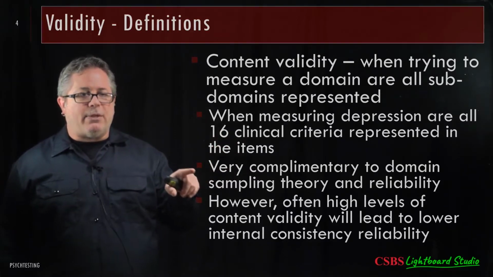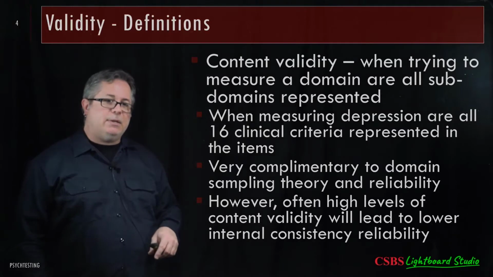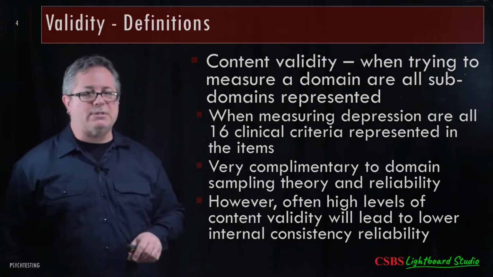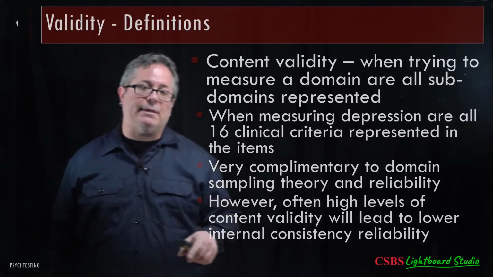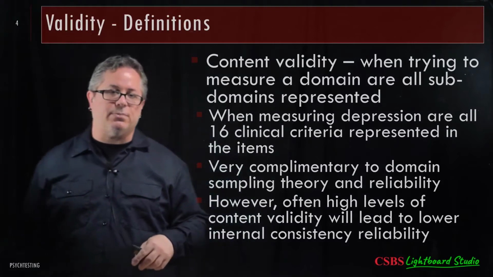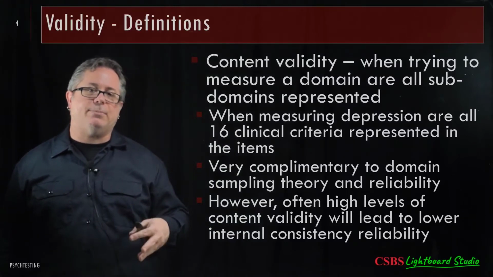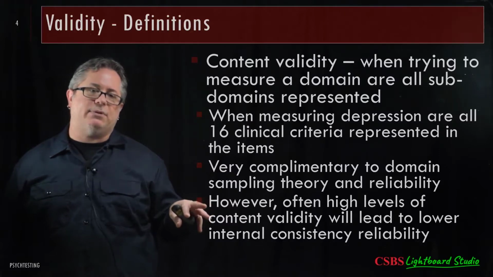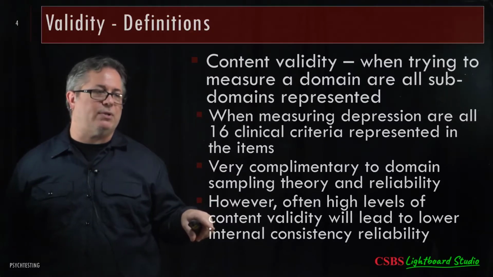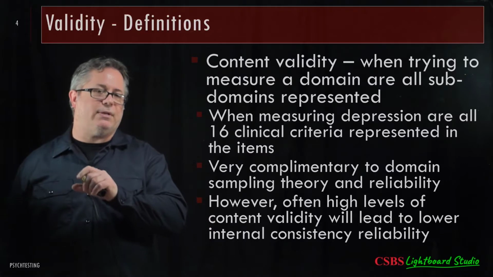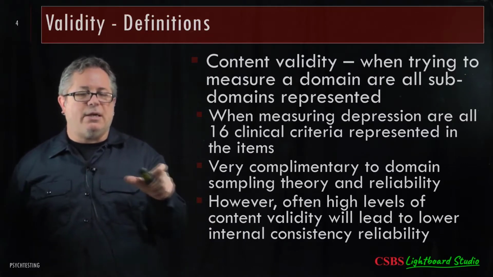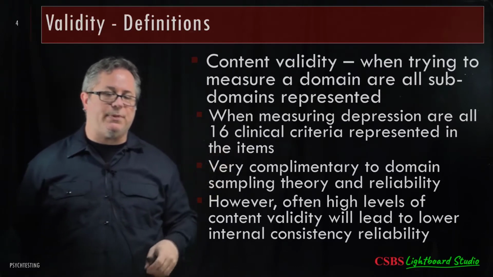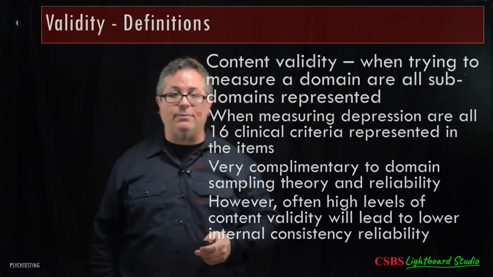It's very complementary to domain sampling theory and reliability. However, often high levels of content validity will lead to lower internal consistency reliability. We talked a little bit about that in the previous lecture, where the more complex a scale is, more subscales, more types of content covered, the less likely the items are actually going to be internally consistent, because they're really reflecting different pockets of items. Within each pocket, you may have high internal reliability, but across all the items, it can make it hard to find them to be internally consistent.